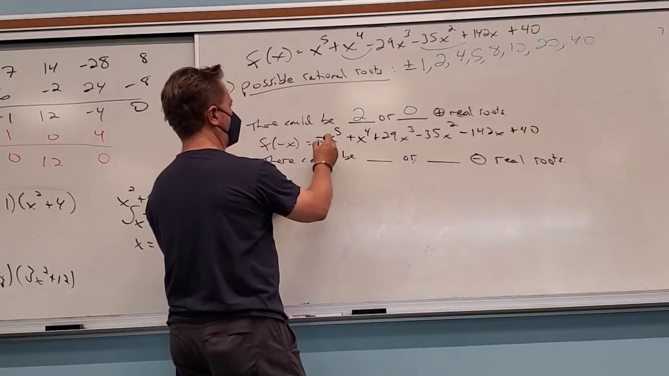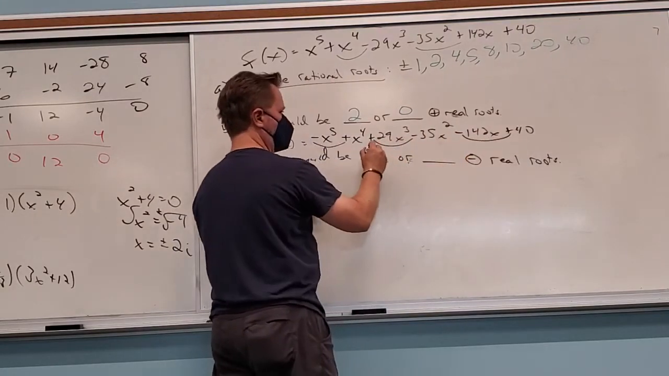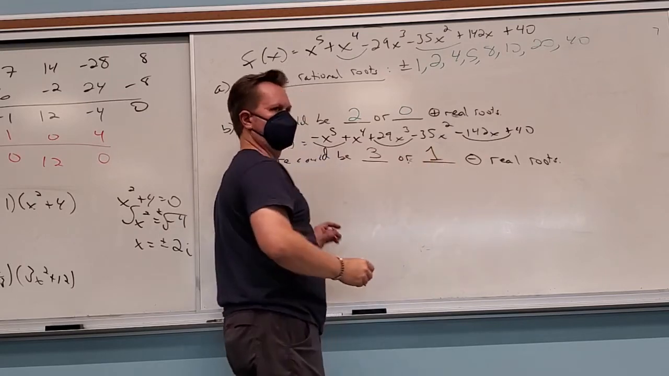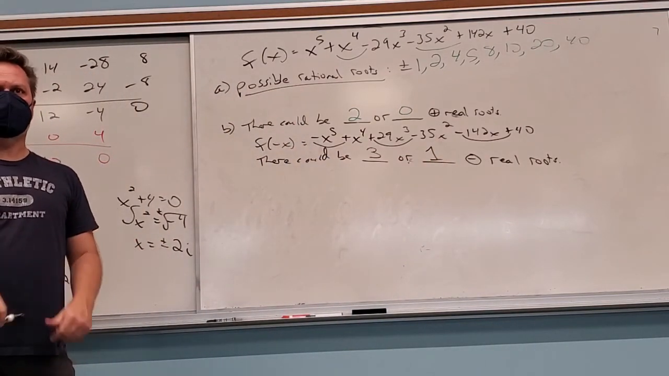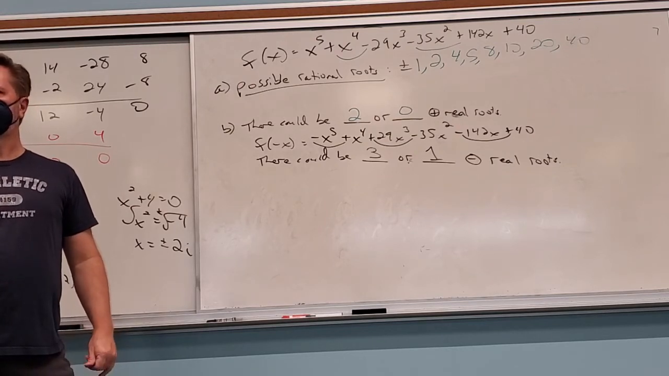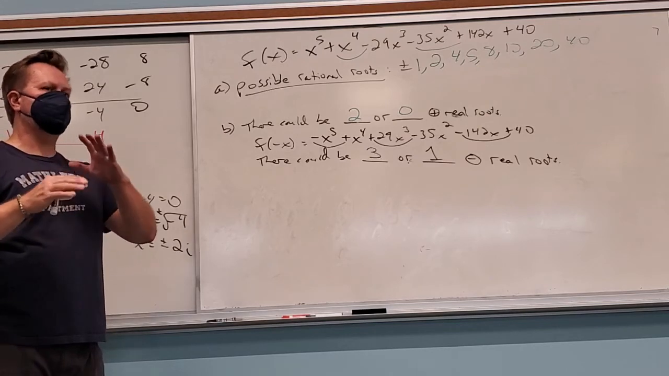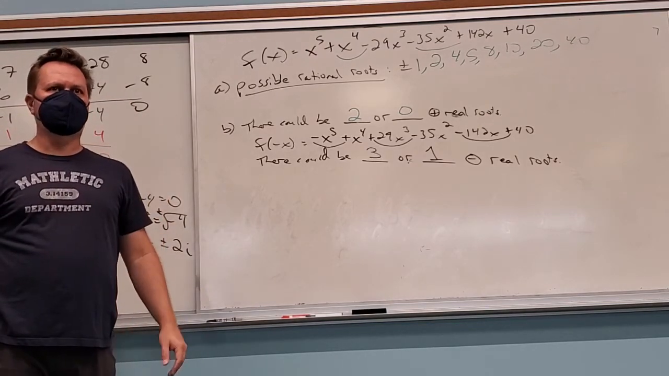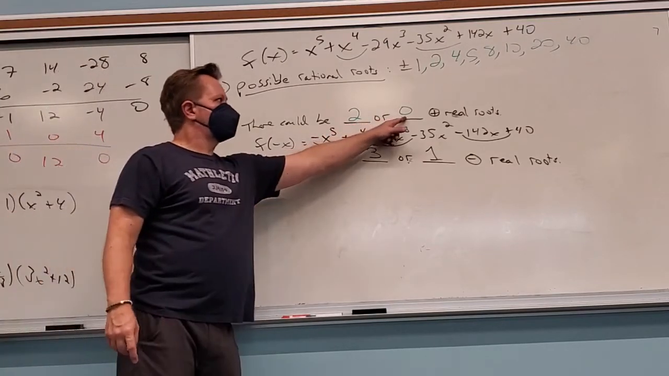So how many changes inside of there? 1, 2, 3. So there could be 3 or 1 negative root, which means you're guaranteed there's 1 negative root. So what I think of when I see that is, I'm going to try the negative ones first, because I'm guaranteed there's at least one of those that could work. There might be 0 positive ones.